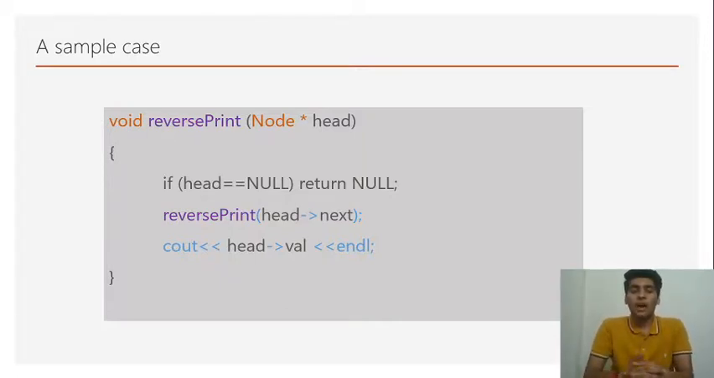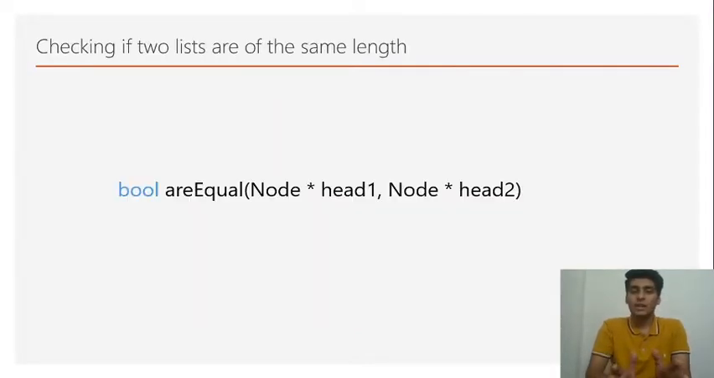I hope you have understood how reverse print is working, and let's just go ahead, and in the next video we will code the recursive solution for the following problem, checking if two lists are of the same length. Given two heads of the linked list, check that they are of the same length. We will code the solution recursively and see how recursion works in this case. So I'll see you in the next video.